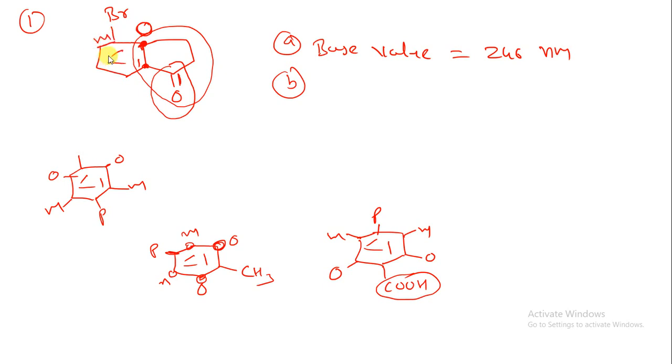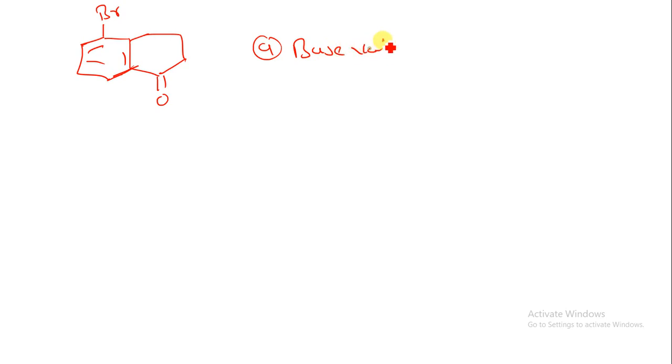Why does this have an ortho and meta position? Okay, I am explaining again. I am drawing a structure to explain the ortho and meta positions. So this is my ring system. Here I am having a Br group. Here I am having a ketonic group. For the base value there is no question, we are having 246 nanometer for the ketonic group. Now let us understand the ortho and meta positions. So this is my ortho position and this is my meta position. In the meta position we are having the Br group.